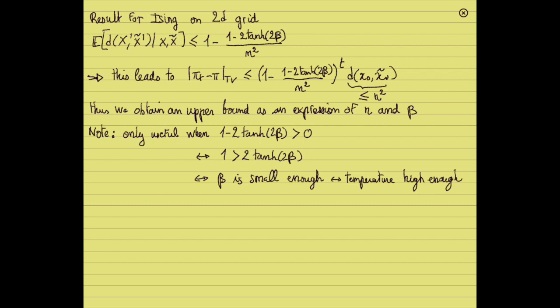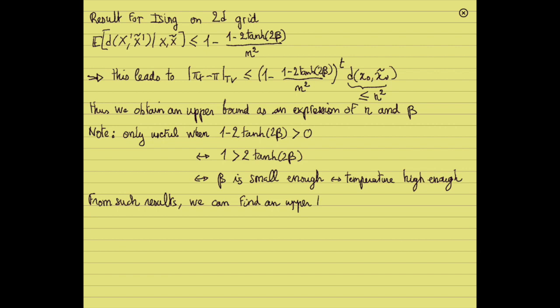So if you were interested in the case of low temperature, which is obviously interesting as well, you might have to employ a different strategy. But this coupling strategy seems to provide non-trivial results, at least for high temperatures.